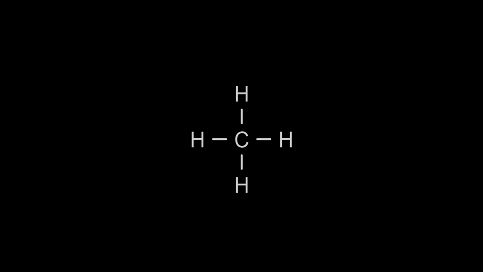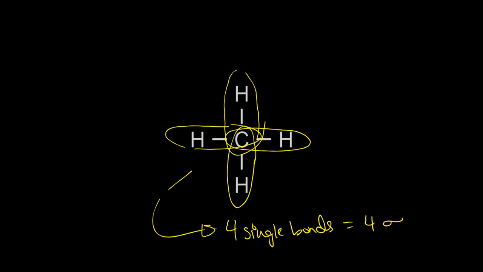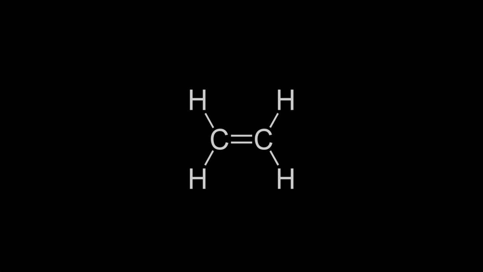So this is methane, it's an alkane, and so you can see that carbon over here is making a single bond with hydrogen, and a single bond with this hydrogen, and a single bond with this hydrogen, and a single bond with this hydrogen. So we technically have 4 single bonds involved, which makes it equal to 4 sigma bonds. So single bonds, sigma bonds. Let's look at another example.